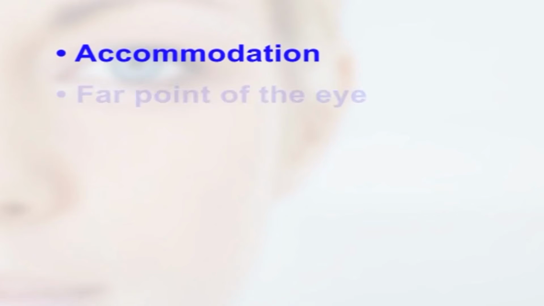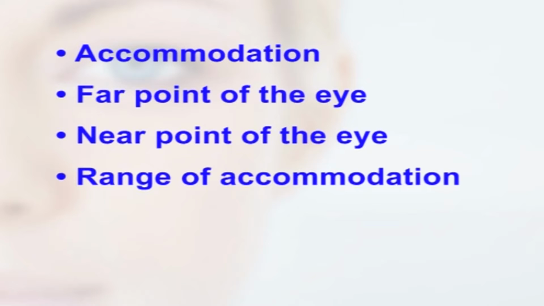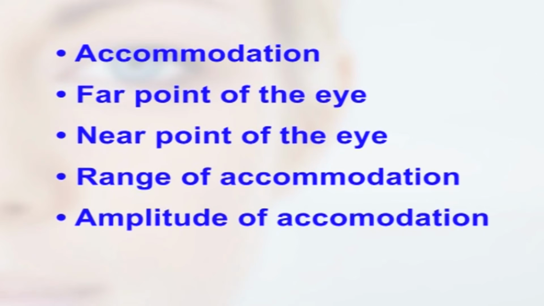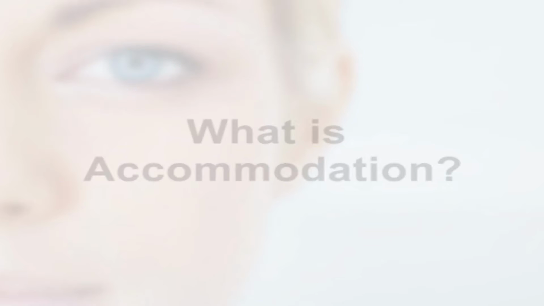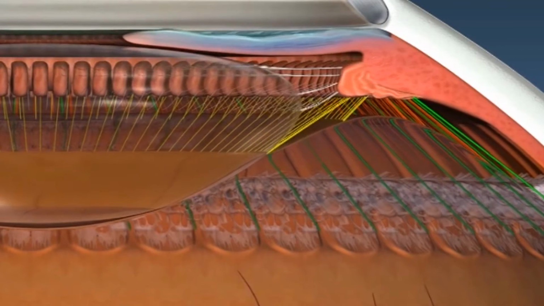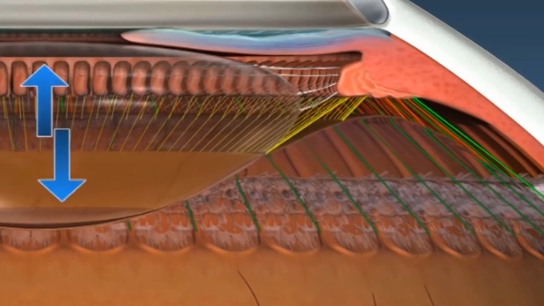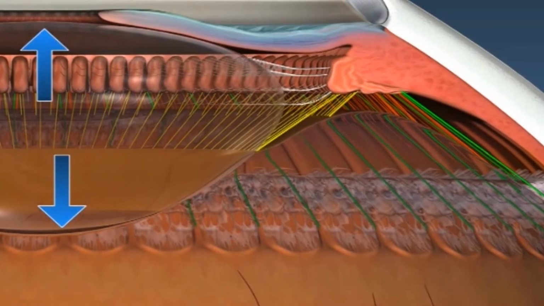Before that, let us familiarize with few terms like accommodation, far point of the eye, near point of the eye, range of accommodation, and amplitude of accommodation. What is accommodation? It is the mechanism by which the eye changes refractive power by altering the shape of the lens in order to focus objects at variable distances.